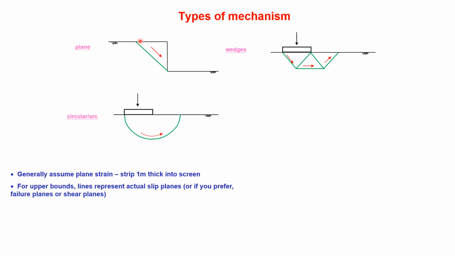In upper bounds, these lines represent actual failure lines, lines of failure or slip. So you can call them failure planes or shear planes if you like. That soil is actually failing and everything else is rigid.